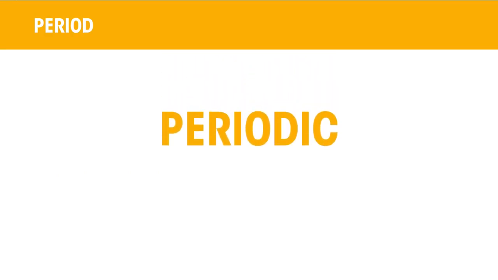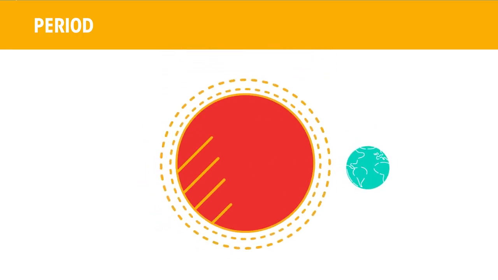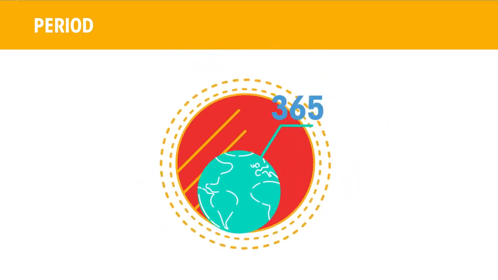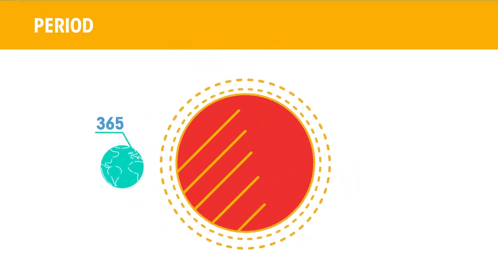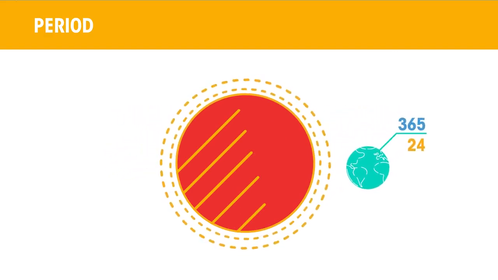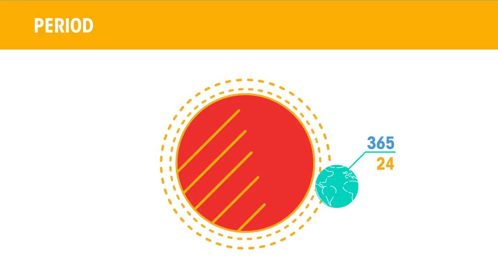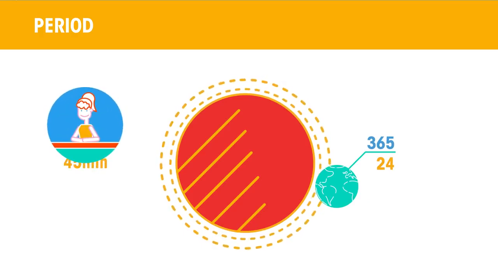When something happens repeatedly, we say that the event is periodic, and refer to the time for the event to repeat itself. The period of the Earth to orbit the Sun is 365 days. The period of a day is 24 hours. The period of a typical class at school is 45 minutes.